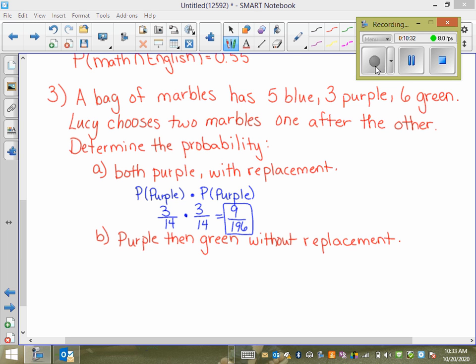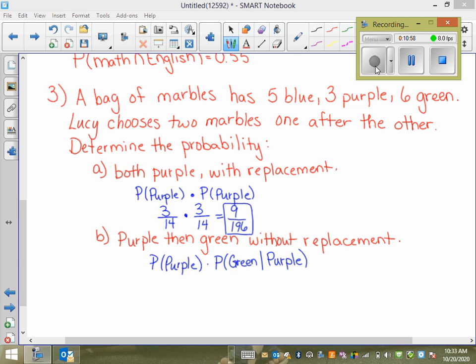The next one says purple, then green without replacement. So we want the probability of purple and the probability of green, given that the first one was purple. That's how you'd actually write it. That's why the formula looks like that. A straight up and down line just means probability of green, given that I'm holding a purple in my hand.